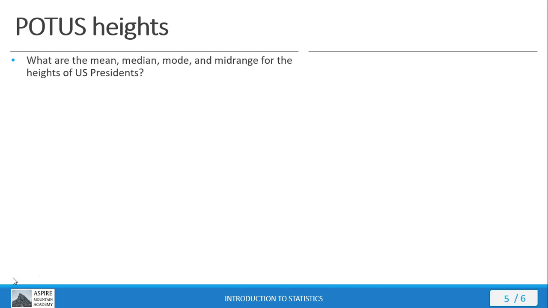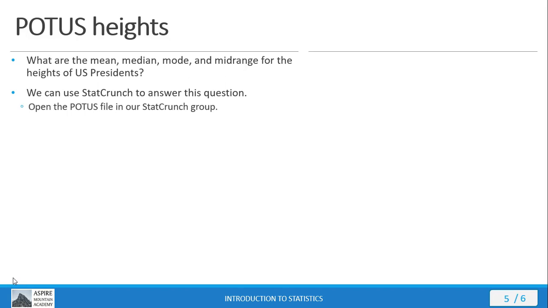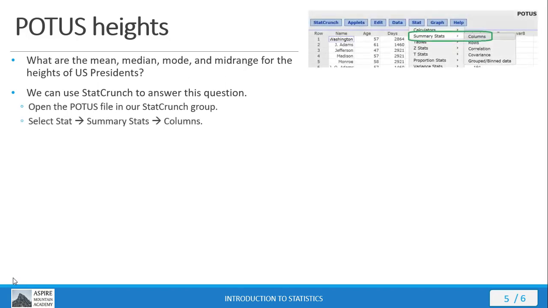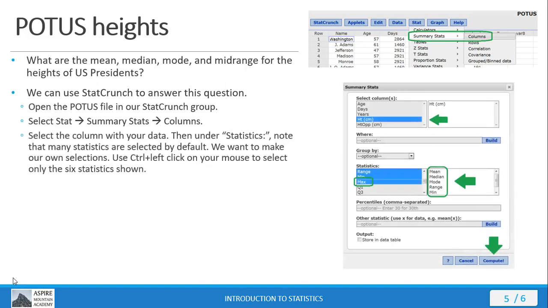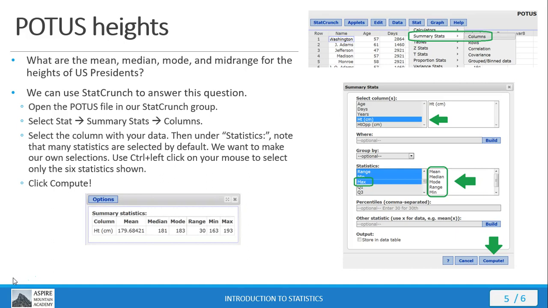Okay, let's see the steps you needed to take to get the right answer. First, you get your data into StatCrunch. Inside StatCrunch, you're going to select Stat, Summary Stats, Columns. In the Options window, you're going to select the column with your data, and then you select the statistics you need to calculate. Then you click Compute. And here's the Results window with your selected statistics. You should have gotten something like this when you did this yourself.